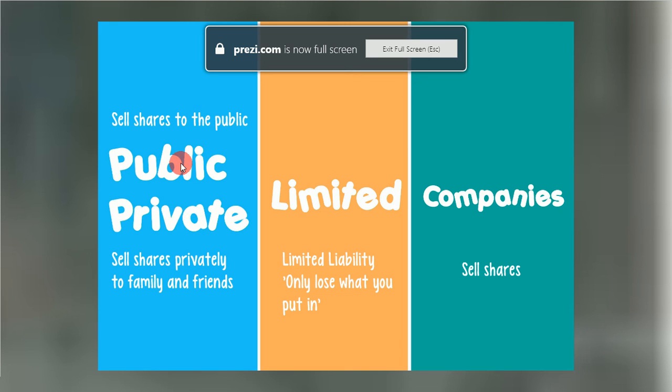The public says how they can sell their shares to the public. The private bit says they can only sell shares to family and friends. So that's how you remember it. Public, private, limited companies. Companies sell shares. Limited means limited liability. The public means they can sell shares to the public. The private means they can sell shares privately.